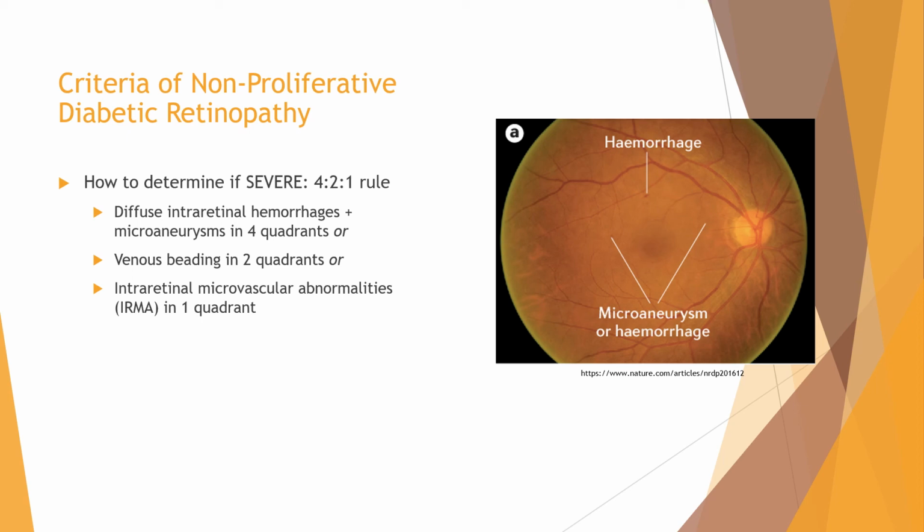Basically, if there are diffuse intraretinal hemorrhages and microaneurysms in 4 quadrants, or venous beading in 2 quadrants, or IRMA in 1 quadrant, then NPDR can be determined as severe. Of course, venous beading in more quadrants and IRMA in more quadrants would be even worse.